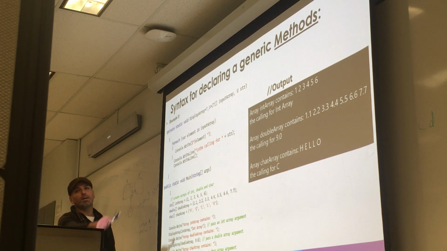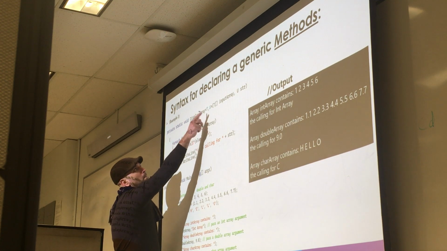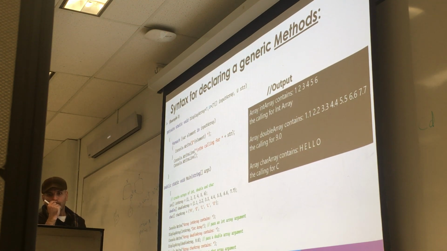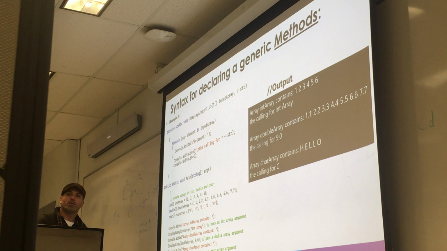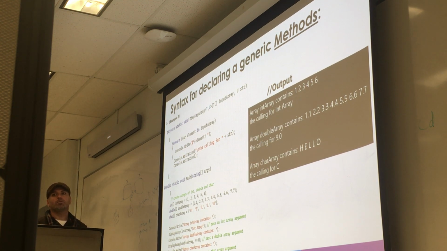So I can declare many generic data types, okay? How can I decide how many generic data types? That depends. What is the problem?